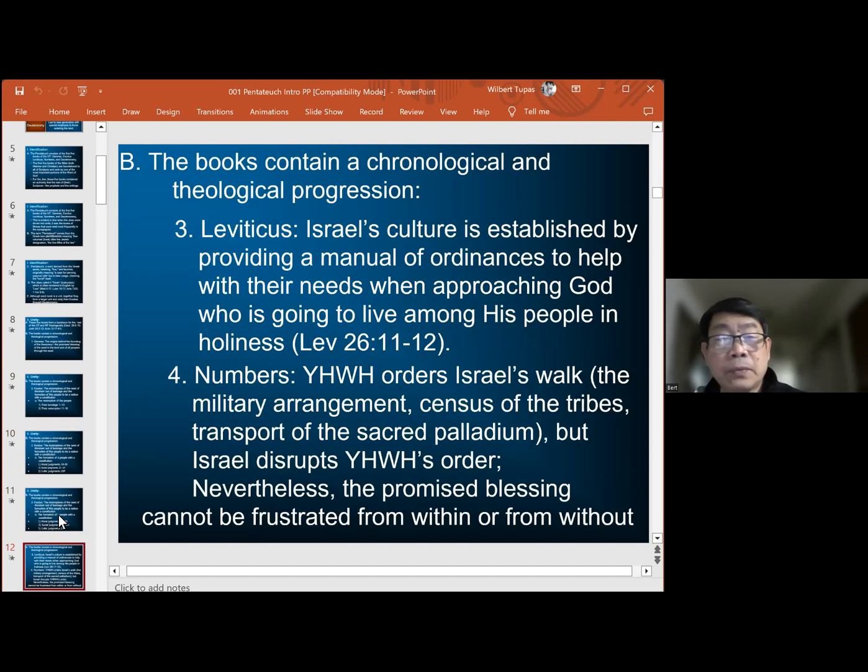Leviticus: the Israelites' culture is established by providing a manual of ordinances to help with their needs when approaching God, who is going to live among his people in holiness. Actually, Leviticus is about the worship of the Israelites.